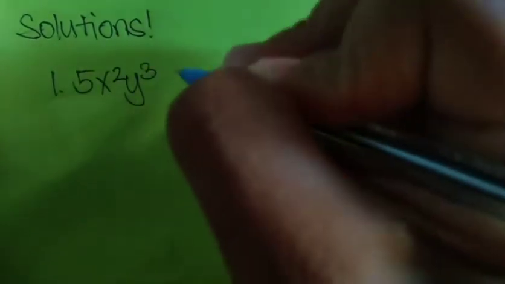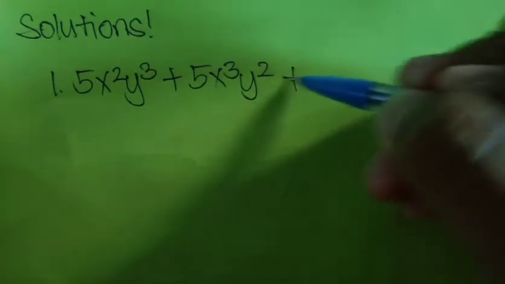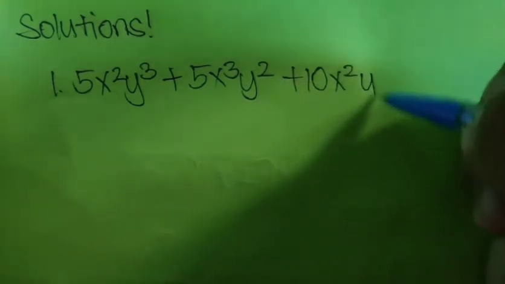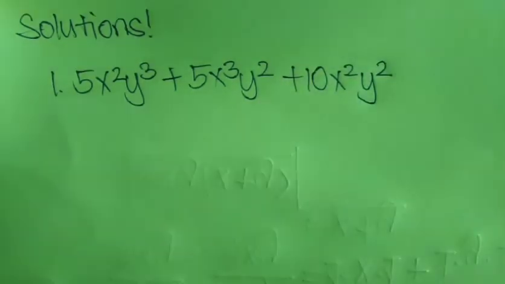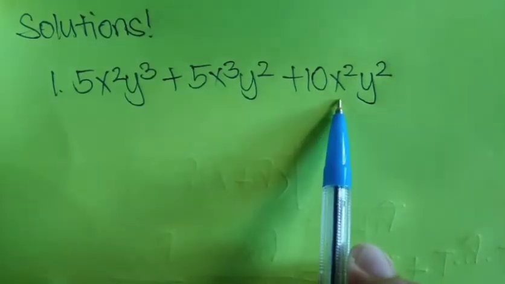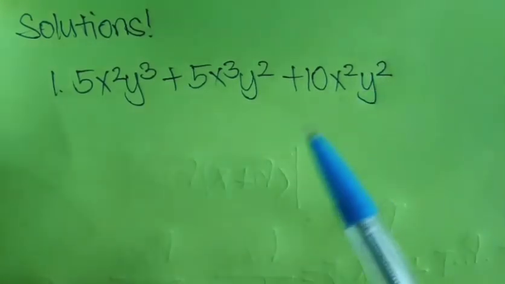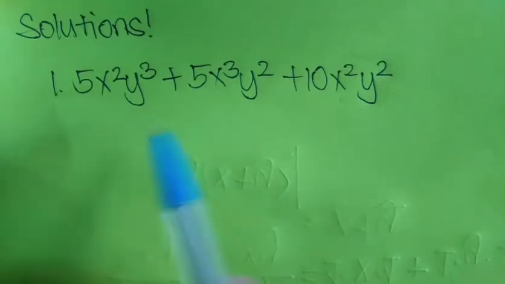Now, we will discuss the solutions for each of the first 3 problems. Number 1, we have 5x squared y cubed plus 5x cubed y squared plus 10x squared y squared. We have 3 terms, which means we will factor 3 terms.